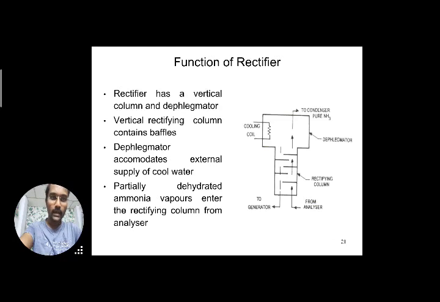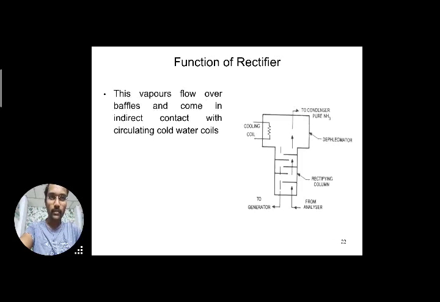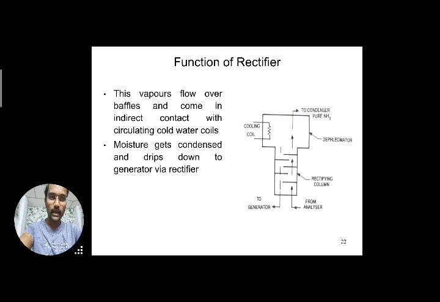So partially dehydrated ammonia vapors enter the rectifying column from the analyzer. Finally, this vapor flows over the baffles and comes in indirect contact with the circulating cold water coils. So moisture gets condensed and drips down to the generator via the rectifier. Again, those water particles are sent to the generator via the rectifier. Another port is provided here. So dry ammonia vapor leaves the rectifier and goes into the condenser.